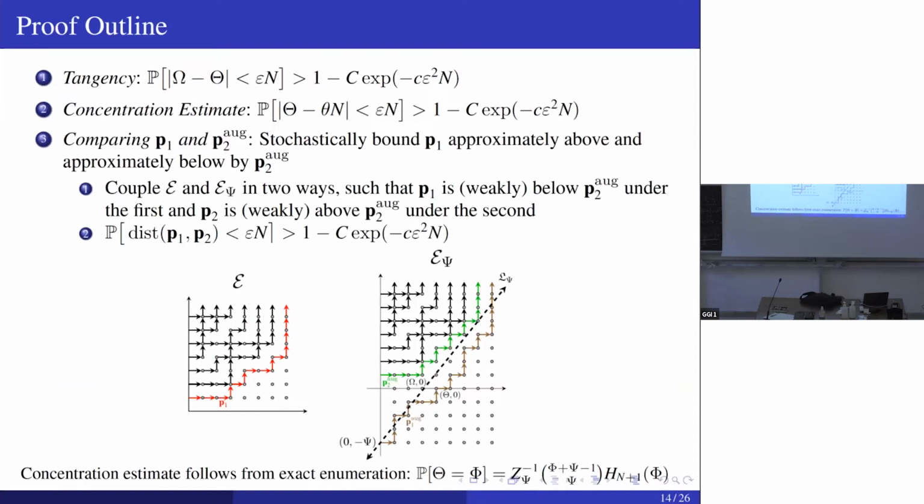And the third statement is a comparison. It tells me that this red curve, the P1, which is the true guy I'm after, is close to this P2 aug. So in principle, this brown curve is really just probing P2, this green curve. But I want the red curve to be close to the green curve.